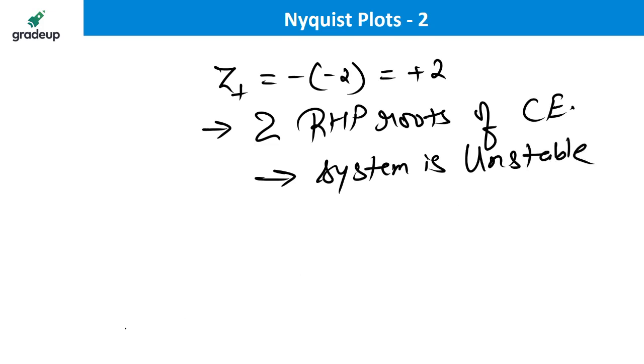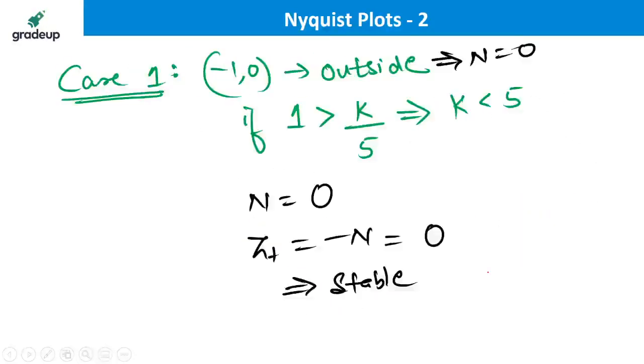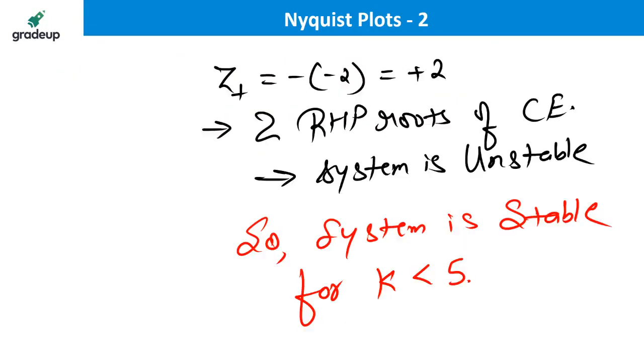The question was, what is the range of K for stability? So the system is stable for case number 1, that is for K less than 5. The system is stable for K less than 5. That is the answer.